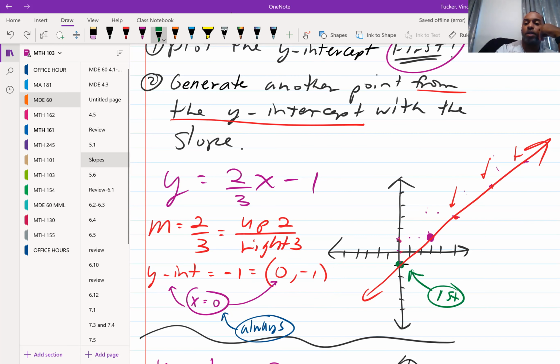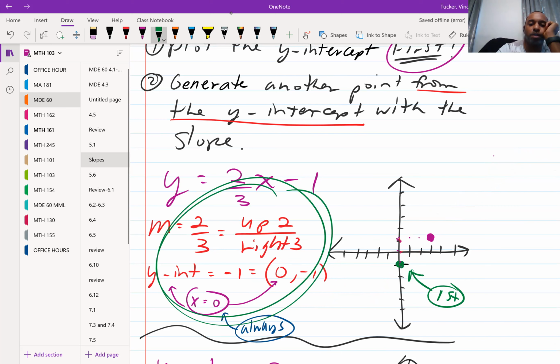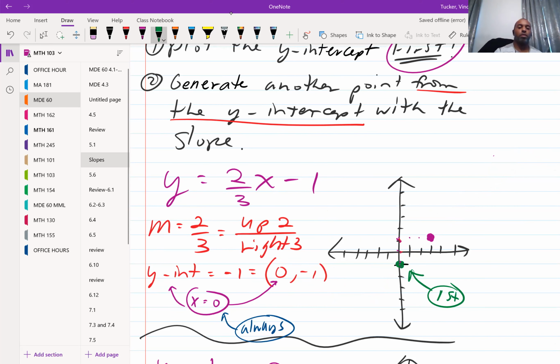So before we do anything, any questions on the information we have here? 2/3 is your slope. That's the number that's sitting in front of x. -1, the other number that's not attached to x, is our y-intercept. So once again, your slope is a set of directions. Your y-intercept is an ordered pair.